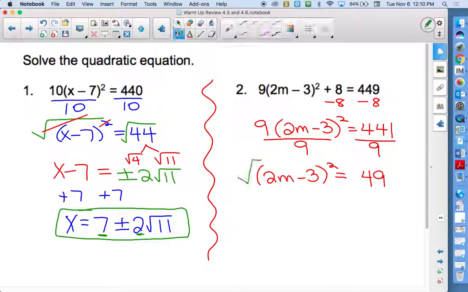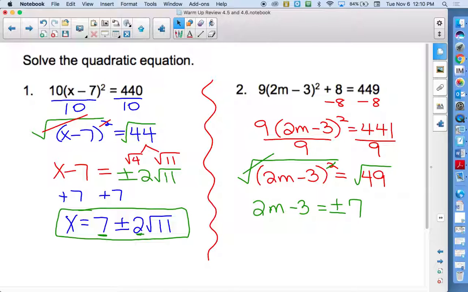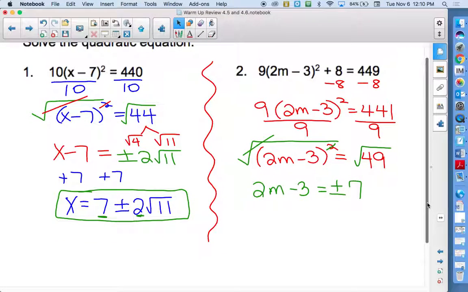So take the square root of both sides. The square and the root cancel, leaving us with 2m minus 3. The square root of 49 is 7, but don't forget really it's a plus and a minus 7. So now anytime we're solving equations and we're getting rid of a quantity that's squared, we'll always have those two solutions, the positive and the negative, to account for the right and the left side of the parabola.